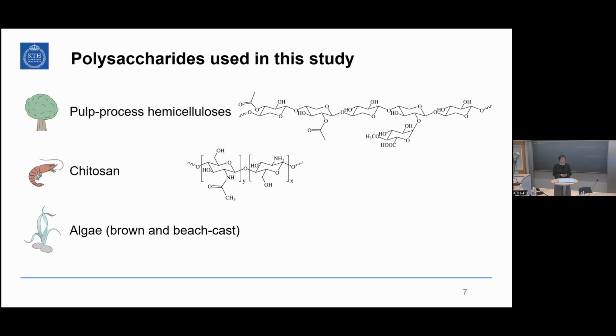Brown algae that we used are coming from seaweed farms. And these algae can decrease eutrophication or excess of nutrients in the seawater, so they can be beneficial for the environment. Beach cast algae are deposited on beaches, and their collection can also be beneficial for the environment.